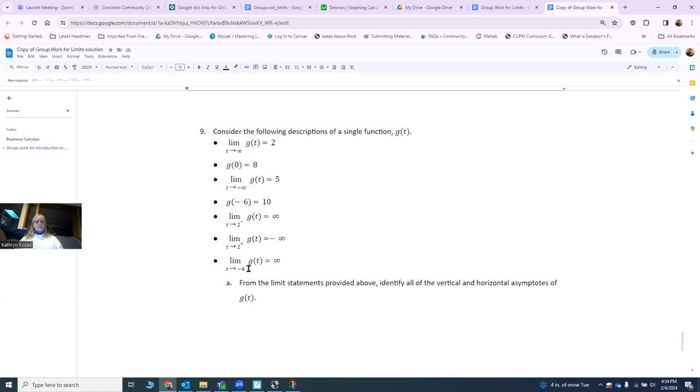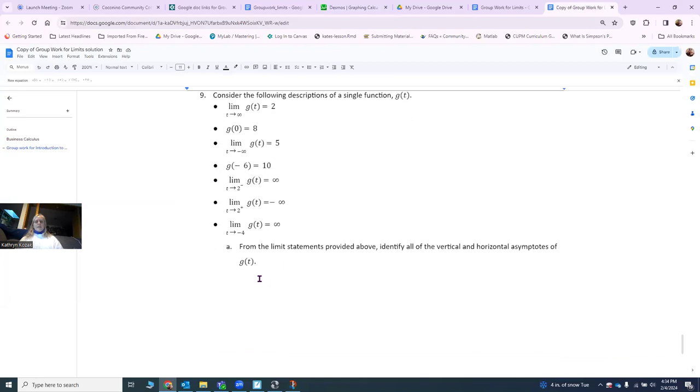And the limit as x goes to negative 4 of g of x is infinity. And from those, I want you to identify all the vertical and horizontal asymptotes. Well, the horizontal asymptotes are where we're heading towards a number. So I'm looking at this as x goes to infinity, g of x is going to head to 2. That tells me y equals 2 is my horizontal asymptote, because as x gets bigger and bigger and bigger, we're going to head to 2. As x gets really, really small, we're going to head to 5. So that tells me y equals 5 is another horizontal asymptote.